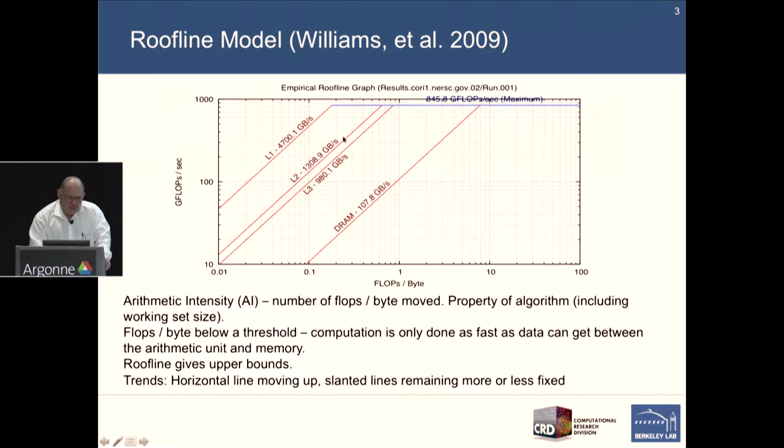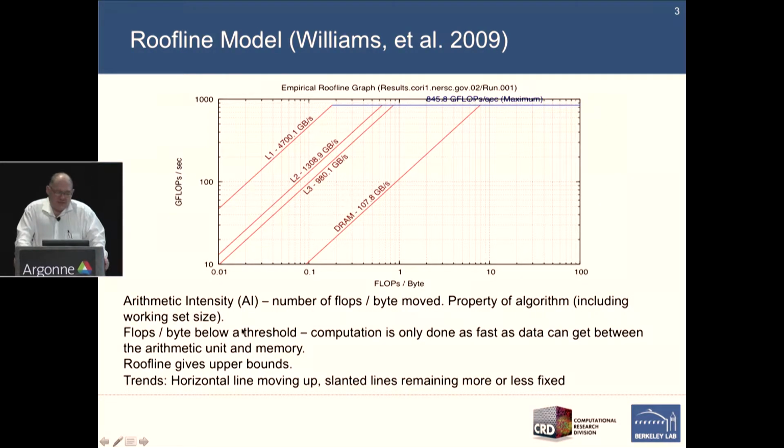By the way, there are other lines too for faster levels in the memory hierarchy. There's a roofline bound for running in and out of L3. It's almost a factor of 10 better, in some sense, than what you get out of DRAM. So these are all there, and then L2 and L1.